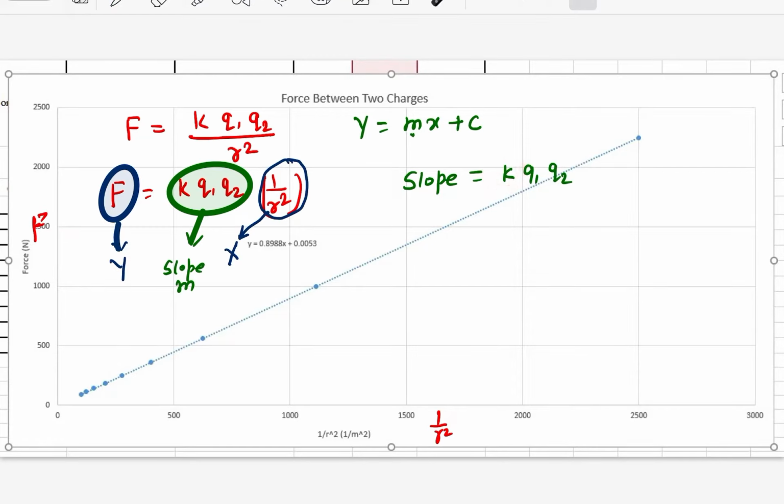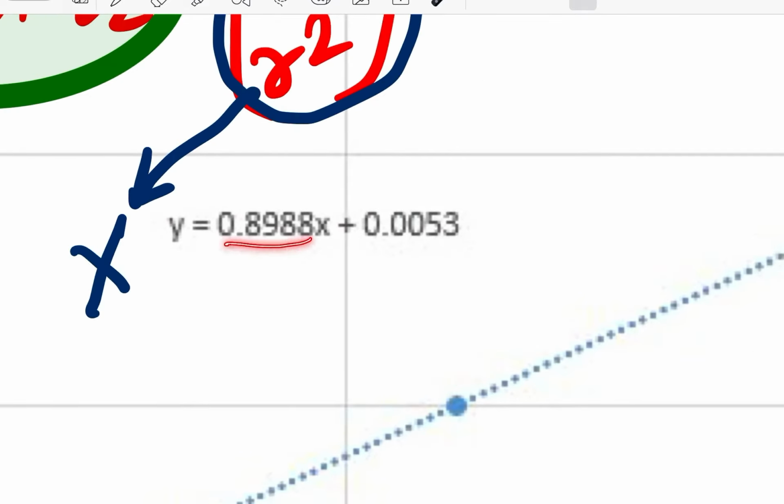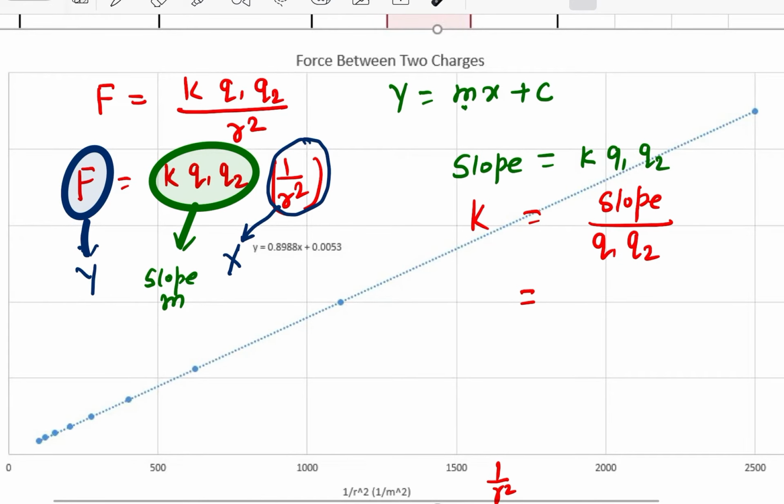That's the Coulomb's constant. So let's try to find out the value of k here. k would be the slope divided by q1 times q2. So k, the slope, we already have calculated the slope from the best fit line. This is the slope here. So if you can read here, 0.8988. So I can approximate this as a 9. Just an approximation, 0.9.